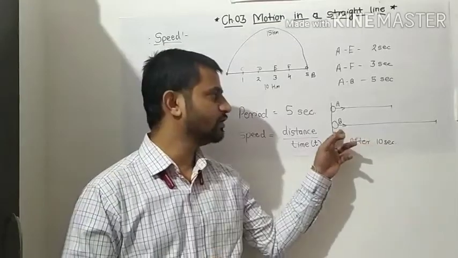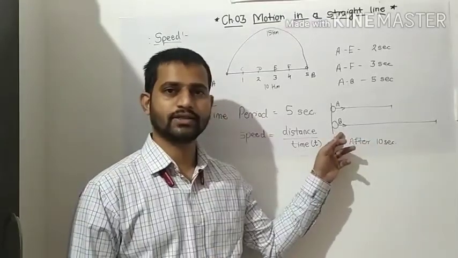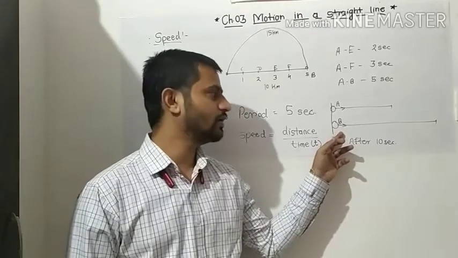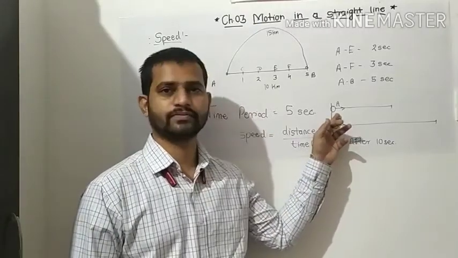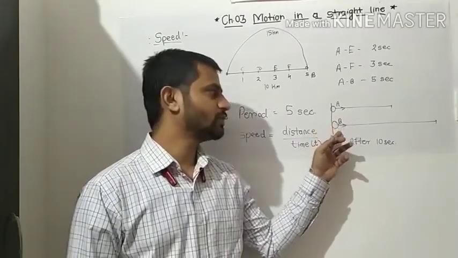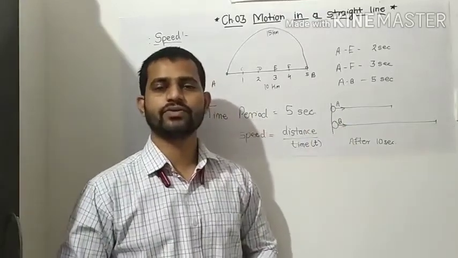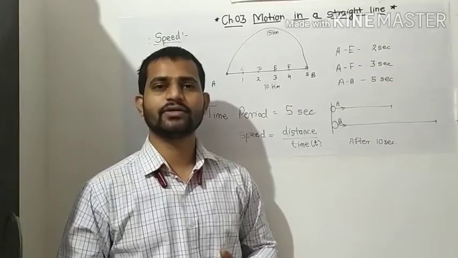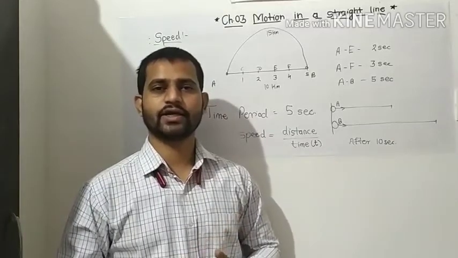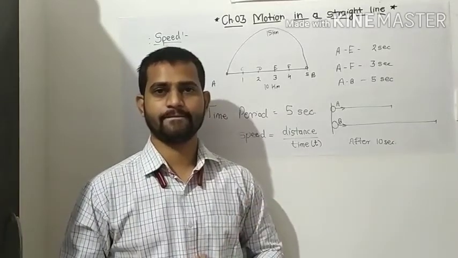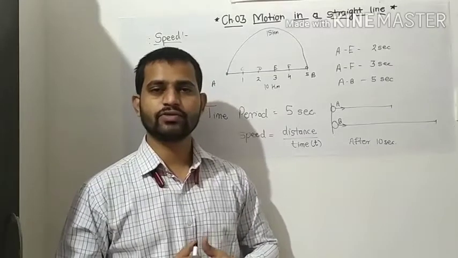Here the speed of the point object B is larger than the point object A, and that's why we can say here that the speed of the point B is greater than the speed of the point A. Okay, so this is about the speed.